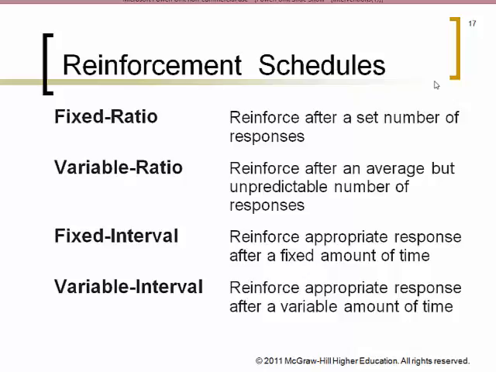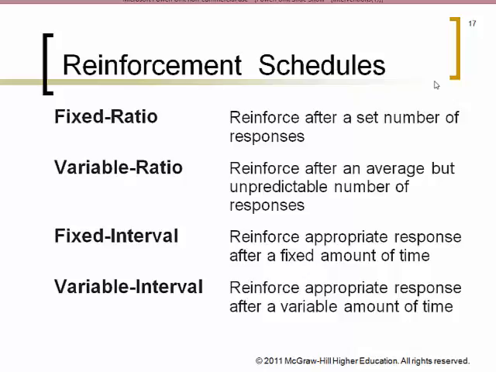A reinforcement schedule is a plan for when we are going to give reinforcement for good behaviors. There are 4 different kinds of schedules: fixed ratio and variable ratio, and then fixed interval and variable interval. The ratio versus interval bit tells you whether it is based on your behavior or based on time. Fixed means that the individual knows how much time is going to pass or how many behaviors they have to do in order to get the reinforcement, whereas variable means that they don't know. So let's talk about some examples here.